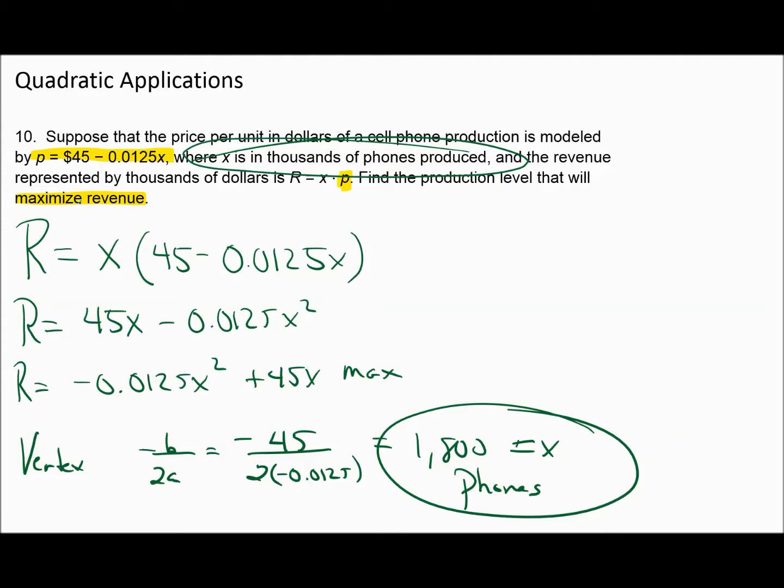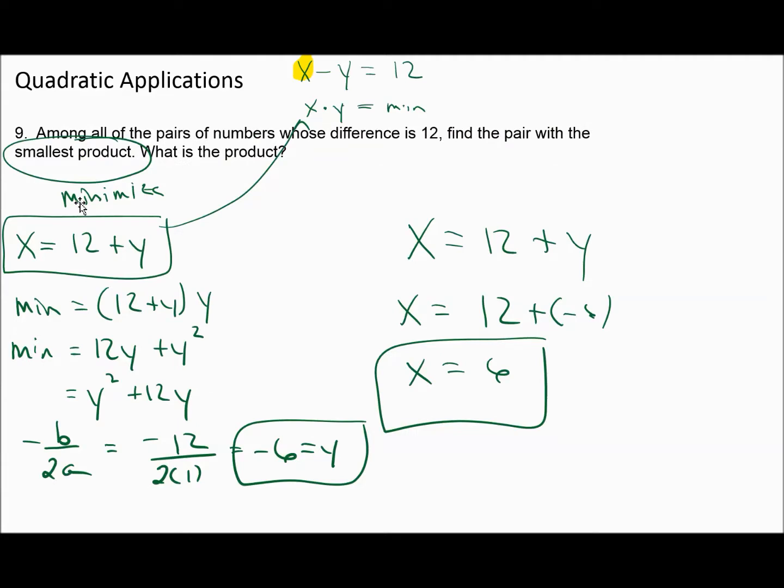For instance, if I go back, bear with me while I go back one problem. It says, find the pair with the smallest product. We found the pair, x was 6 and y is negative 6, but it also said, what is the product?